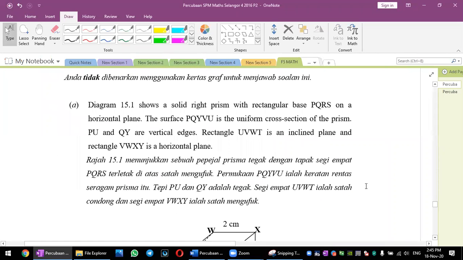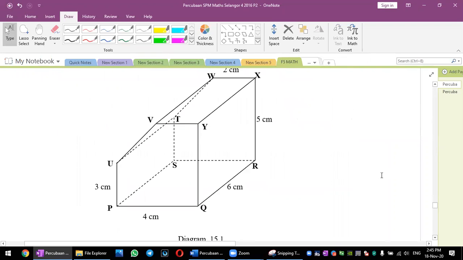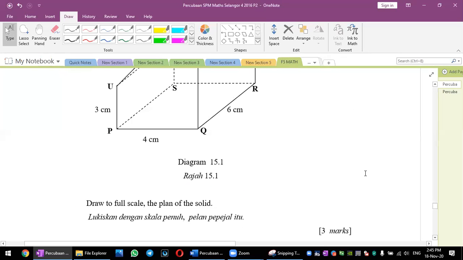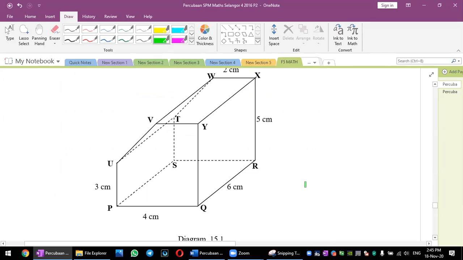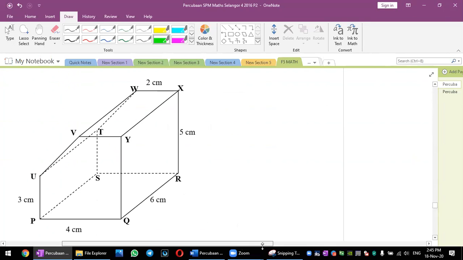Let's see next one. Okay, ini pelan. Pelan quite simple, but actually many people cannot get full marks. Why cannot get full marks? Maybe when you draw is not upright. Mungkin kamu lukis tidak tegak punya. So they ask you to draw a full scale to the plan. Plan maksudnya dari atas ke bawah. You need to see from the top to the bottom.